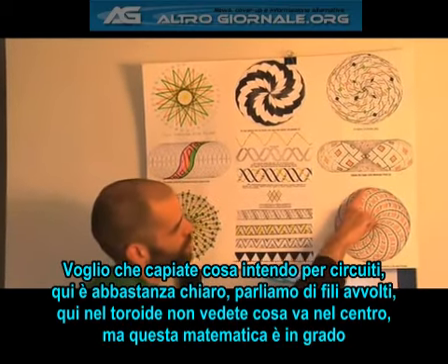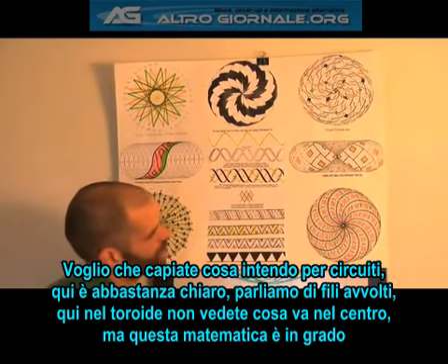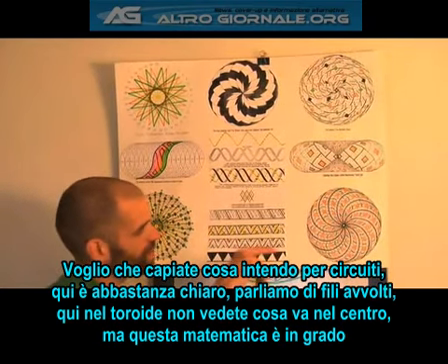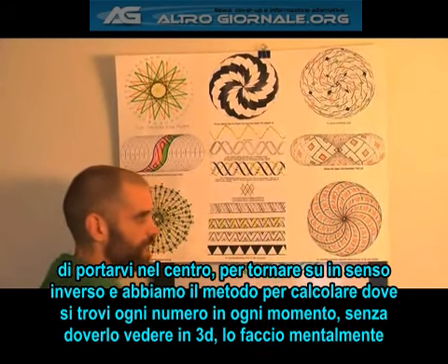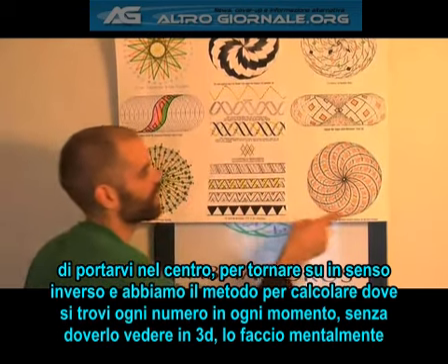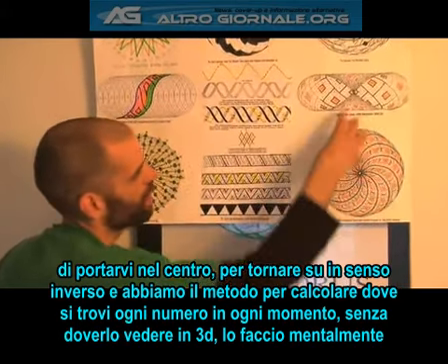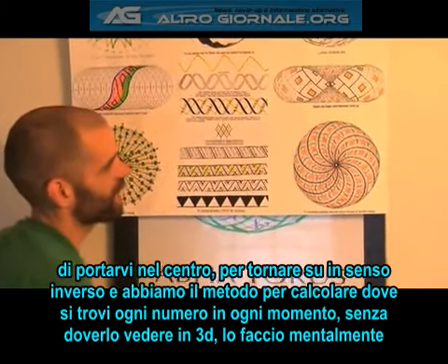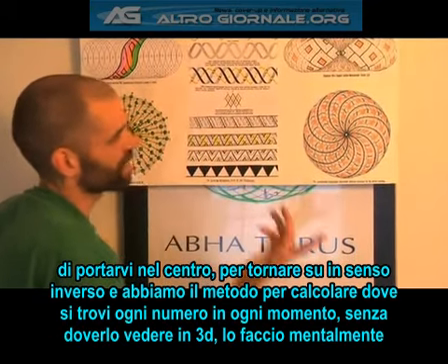And on this torus, you're showing a circuit coming in where you can't see it once it goes through the center. But because of the way the math is, this is the first math that's been able to take you through the center of the hole, inverting, coming out upside down, and back around. And I figured out how to calculate on that to know where every different number is at any given time without even having to be able to see it in 3D. I can do it in my head now.